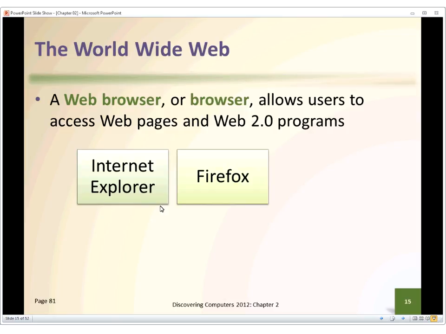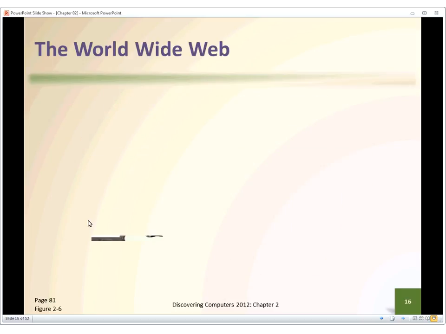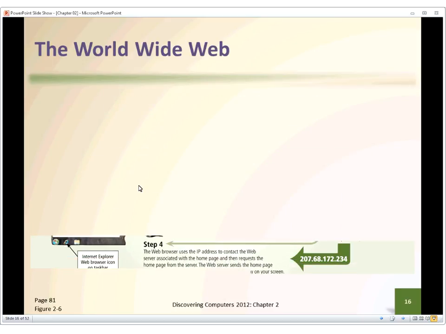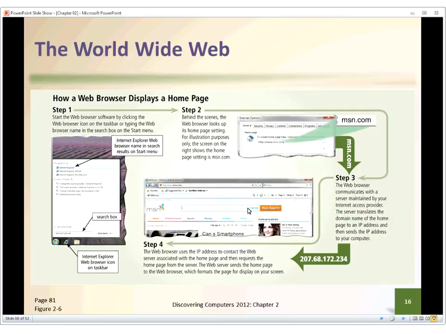Internet Explorer is probably one of the most popular ones. Firefox, Opera browser, Safari on the Mac, Google Chrome is my favorite right now to use. So again, there's a nice little spreadsheet that you can take a look at later on in the slides. These slides too are posted, by the way, on the Blackboard site. So, some interesting steps on how that web browser displays that home page when you make that request as well.